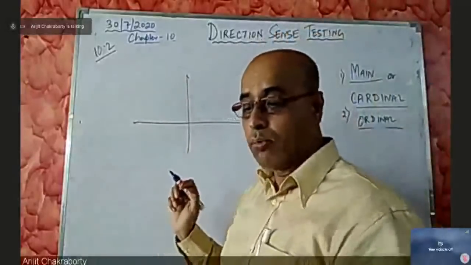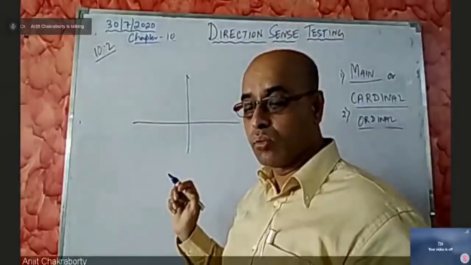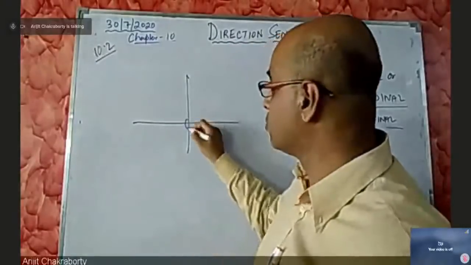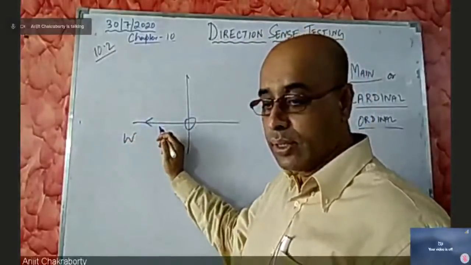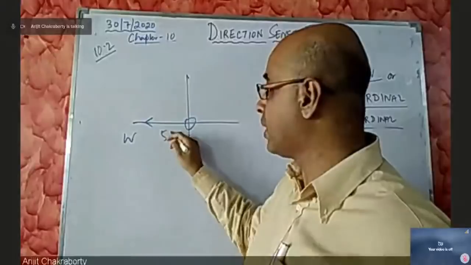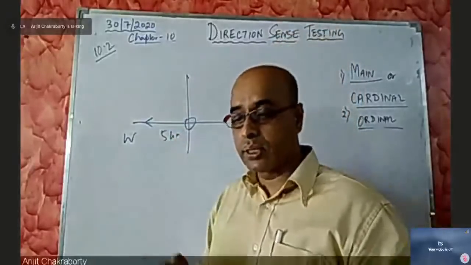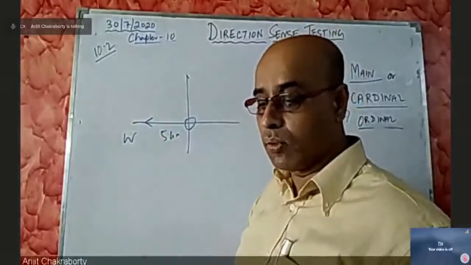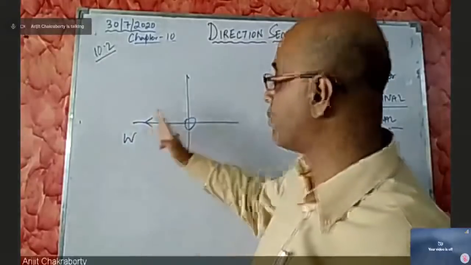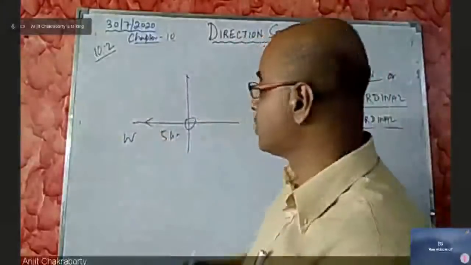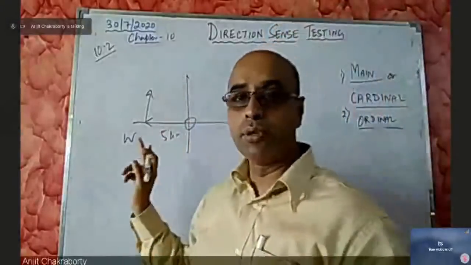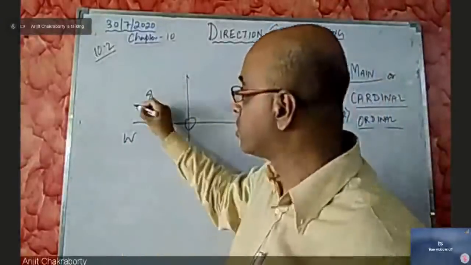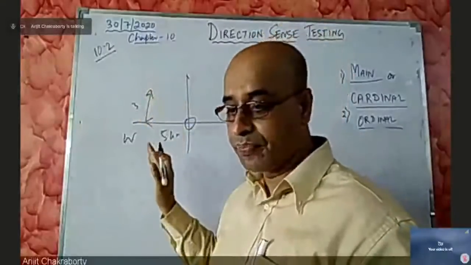So Ramu walks 5 kilometers towards the west. Okay, so moving towards the west. So he's walking 5 kilometers, fine. And then turns right and walks 3 kilometers. So turning right and walking 3 kilometers means Ramu is going towards the north. So 3 kilometers towards the north.